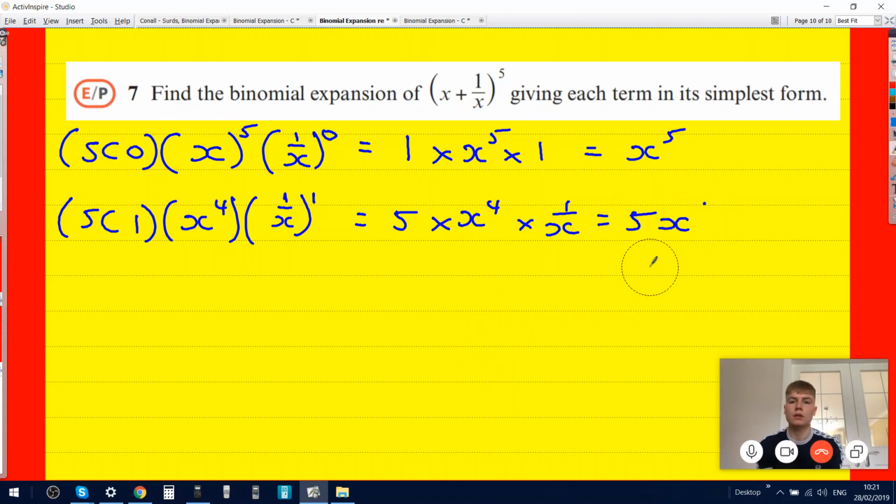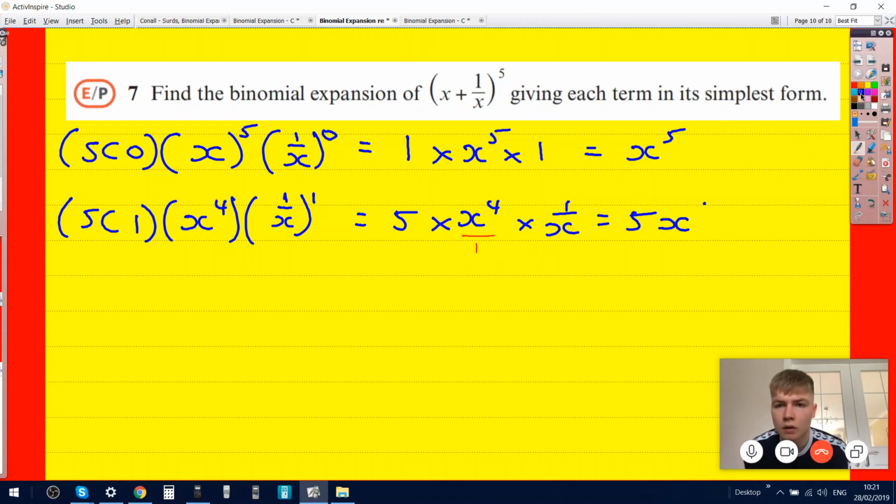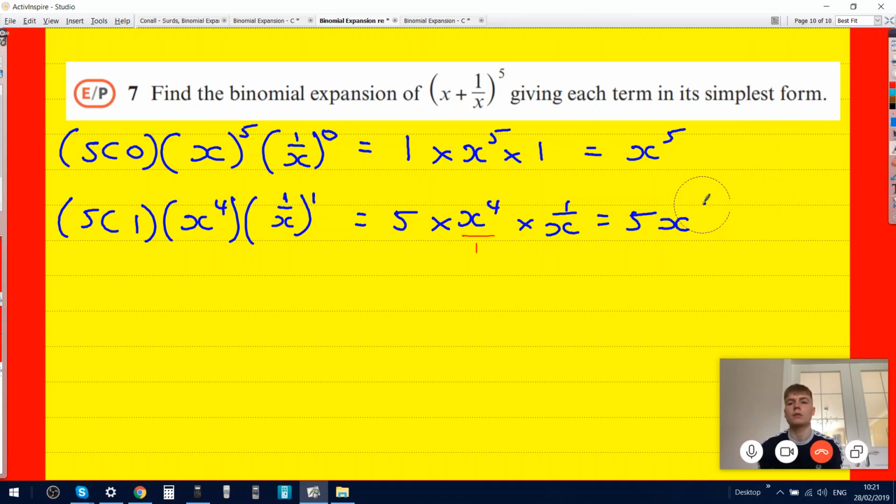Well done. 5x to the 4. Go on. Times by 1 over x, but I'm not too sure what that would be. That would be x to the 4 over x. And so what is x to the 4 over x? x to the 3. Yeah. Okay, next one.